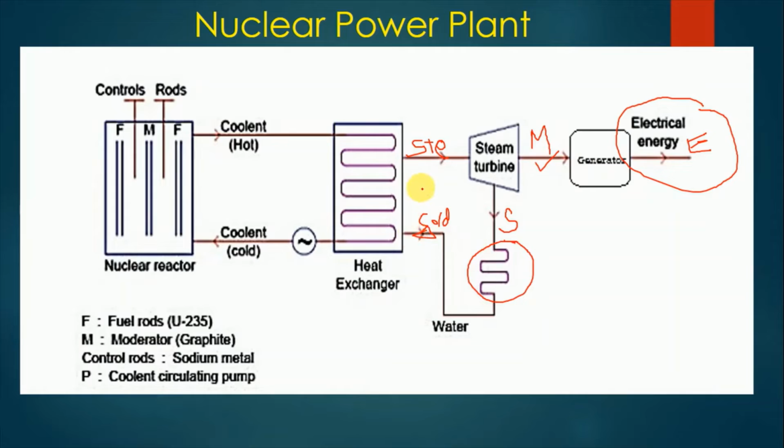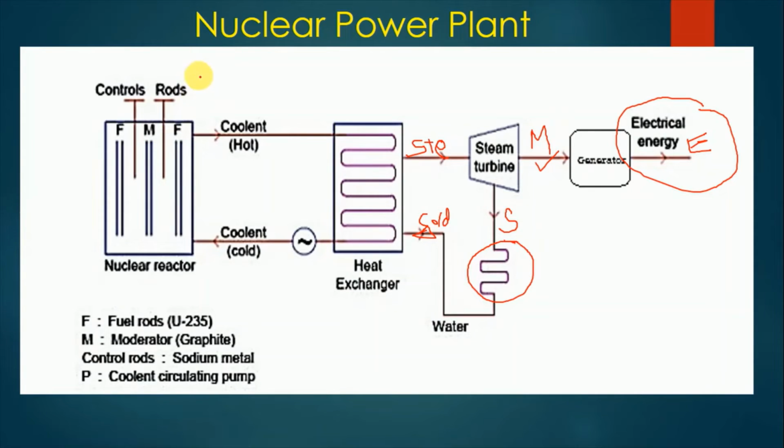So this completes a cycle on the right side. The heat exchanger supplies the steam, the steam goes to the steam turbine and produces mechanical energy, and that steam comes outside and goes to the condenser. In the condenser, steam gets converted into water, and that water is again supplied. So this cycle will go on continuously.